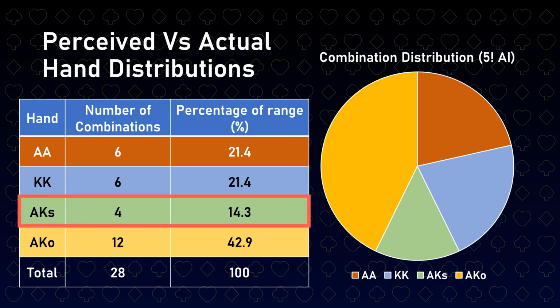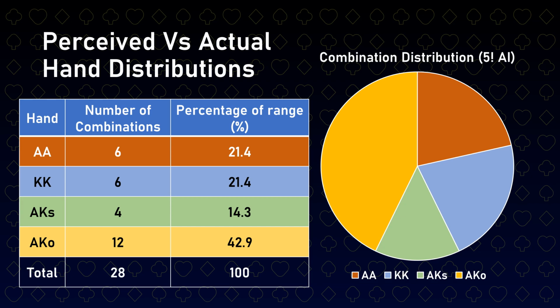Ace-king suited accounts for 4 combinations. 4 combinations out of the total of 28 equals 14.3% of the time. Ace-king offsuit accounts for 12 combinations. 12 combinations out of 28 total equals 42.9% of the time. This gives us a better look at how range construction must consider how many combinations there are.